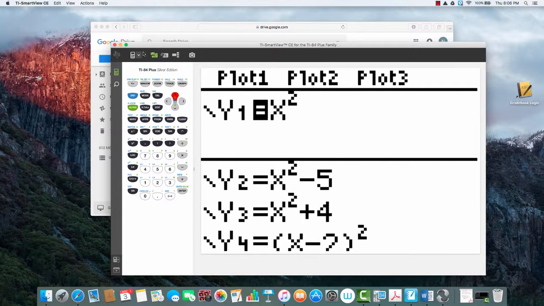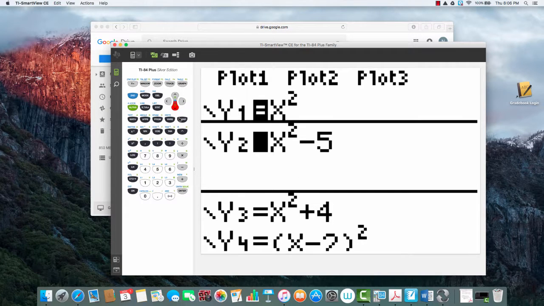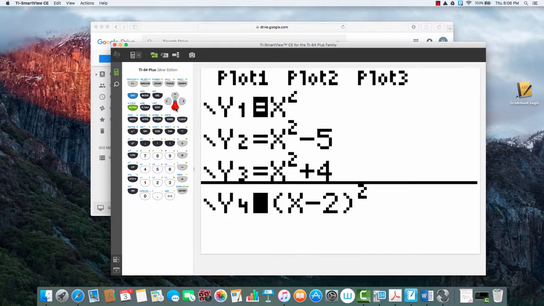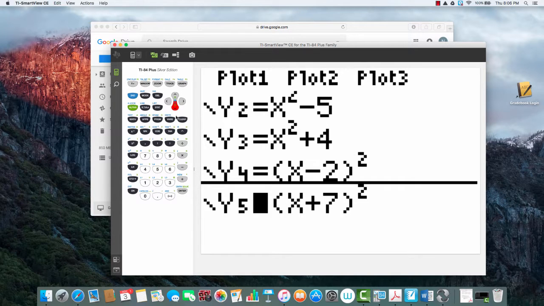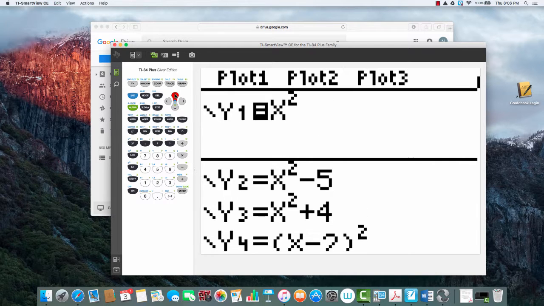So I've got this list. I put x squared as my y1, so I would suggest you do that. And then x squared minus 5, x squared plus 4, x minus 2, all in parentheses, squared, and x plus 7 in parentheses, squared. These are transformations. Let's see what happens when we do that. So take a moment to get those loaded in.